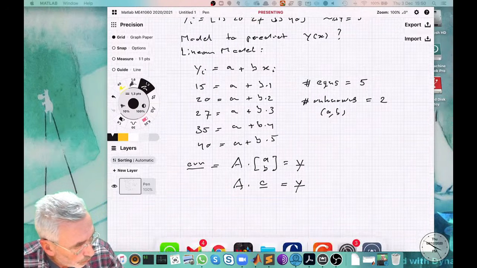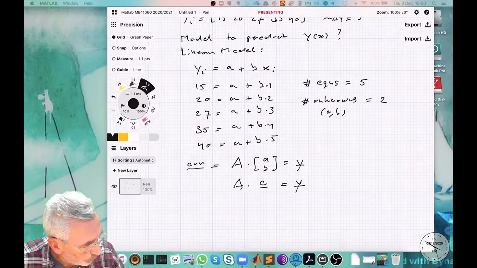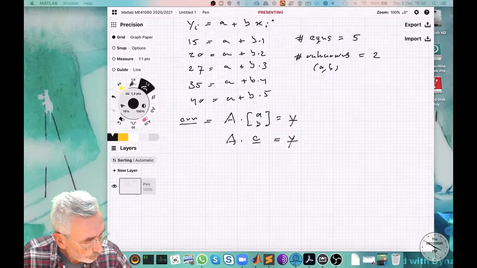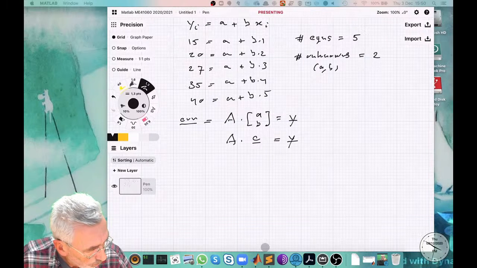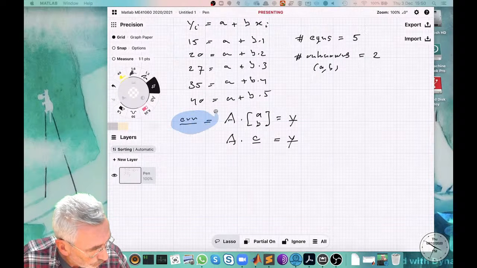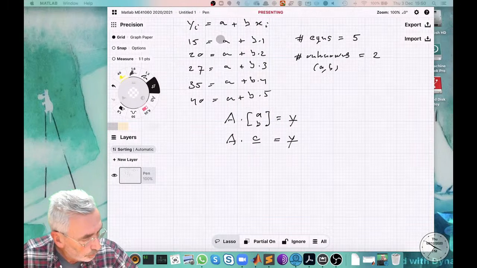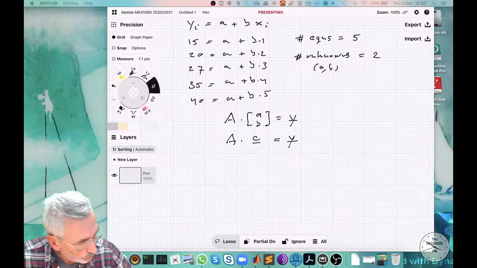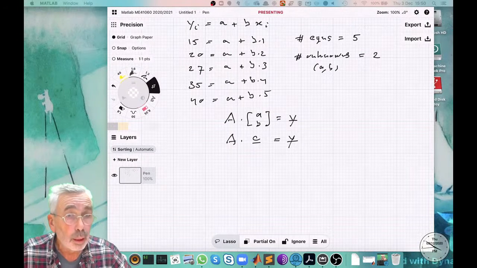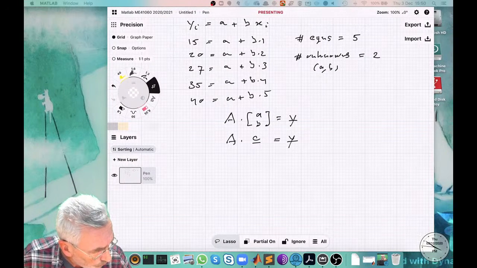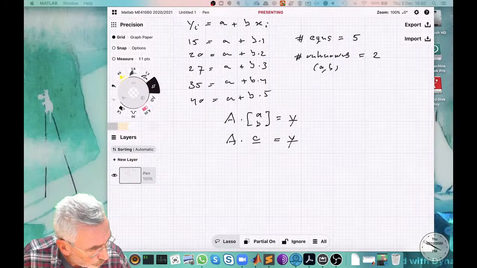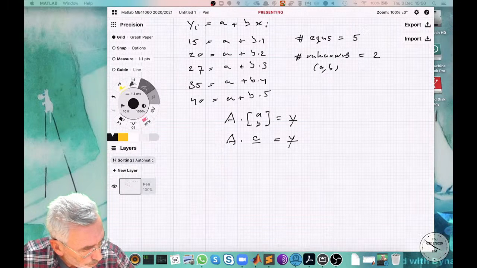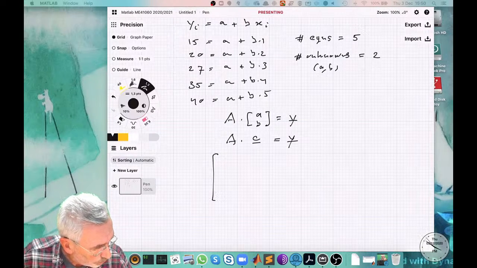What form does A then have? Sorry, not the error. Let's forget this for a second. I can write these in a matrix vector form. So A times vector C is y, and the vector C contains the two unknowns. What is in A and y are, of course, our measured values. So A has this form.